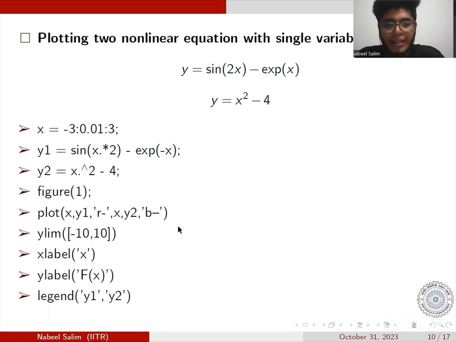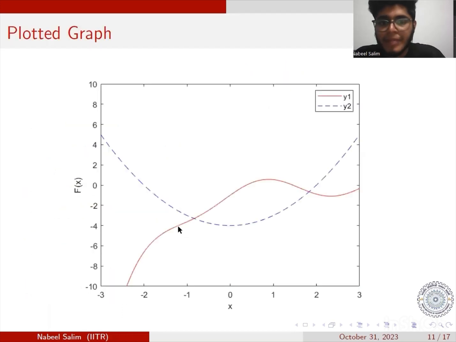Now we can look at the plot. So here is the plotted graph. Here y1 is the first equation and y2 is the second equation. After plotting, you can see that these two equations meet at some points. These intersections are the solution of the system of these two equations.